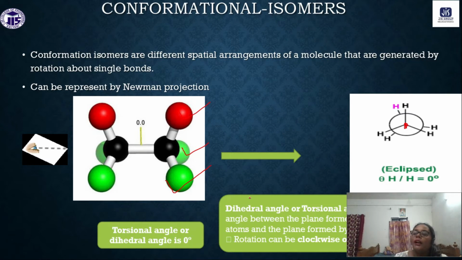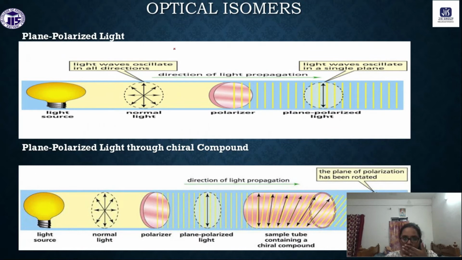Staggered means the bulkier groups will be far away from each other. And eclipse means the bulkier groups will be superimposed on each other. So this is called the eclipse form. The energy of this eclipse form will be highest, as the bulkier groups are in a crowded position, so this is energetically very high and an unstable conformation.